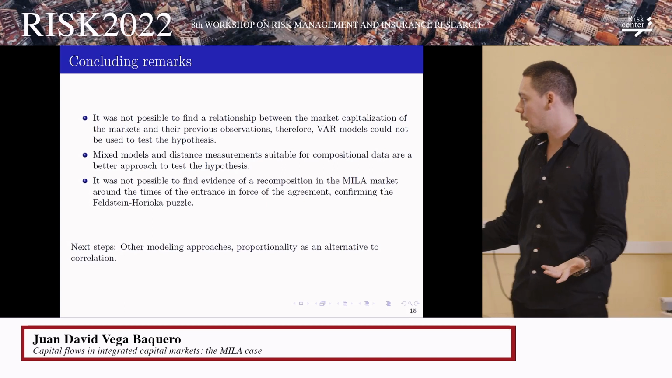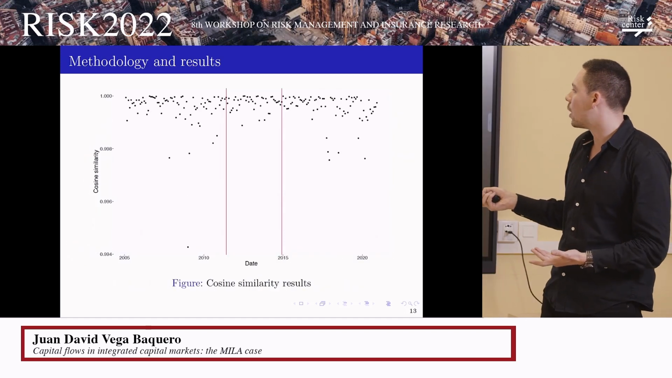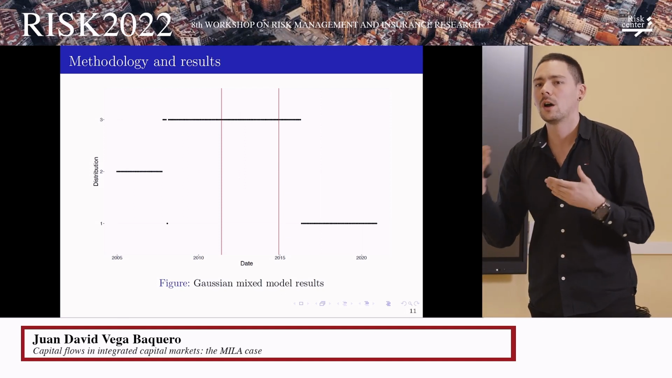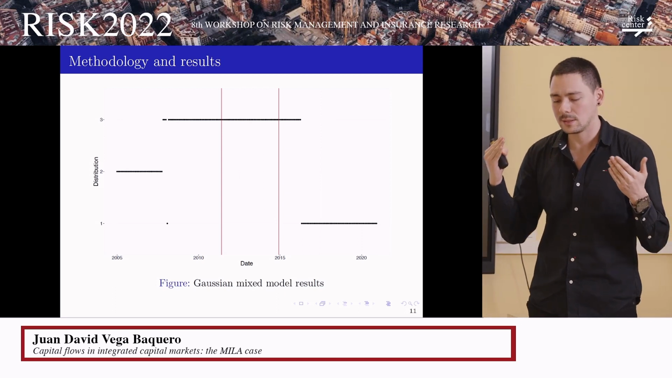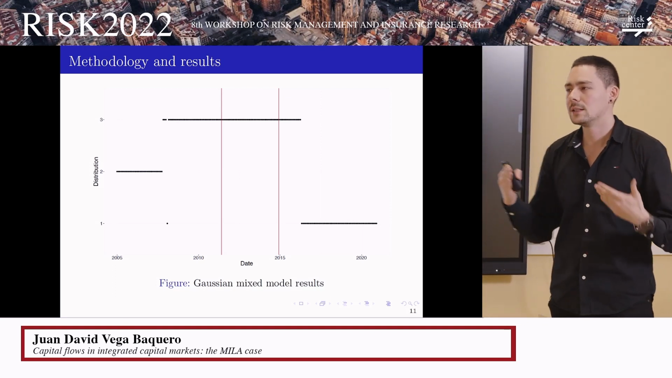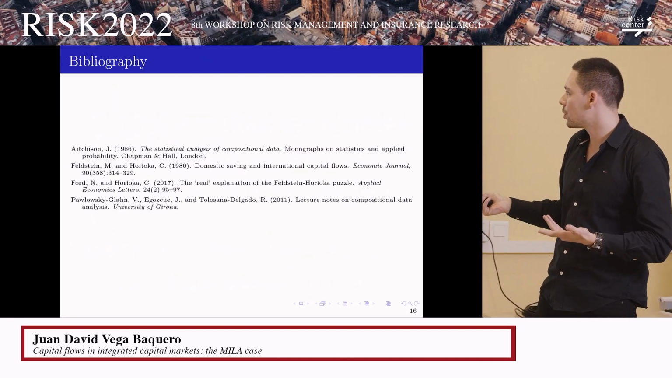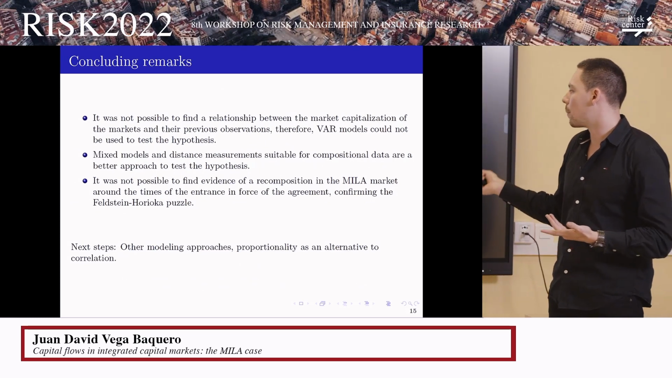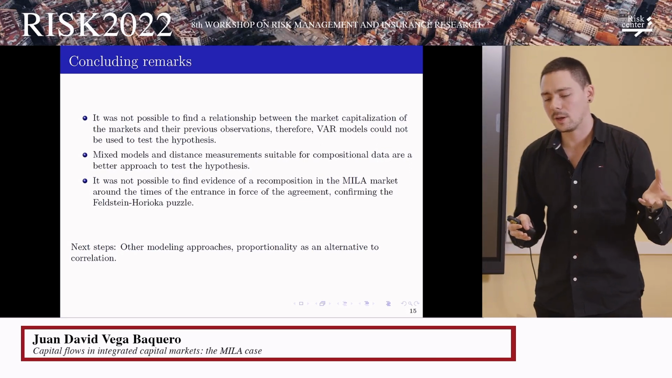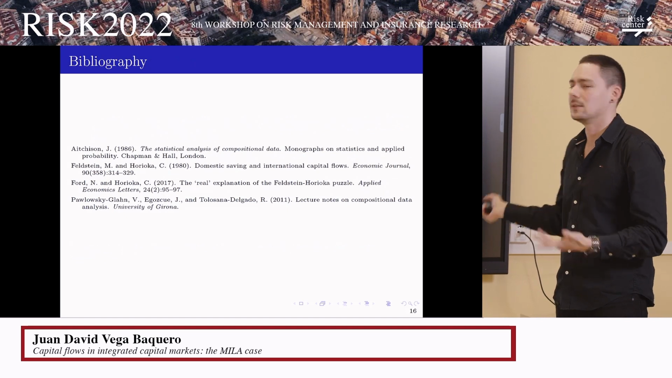And then what is to do next? We can try other types of modeling approaches. For example, instead of Gaussian mixed models, we can use Dirichlet mixed models, since the Dirichlet distribution is defined between 0 and 1, and the data will fit more closely compositional data. And also proportionality instead of correlation, to solve a bit the problem that we have with the VAR models, that they did not find any correlation. And that's it. Thank you.